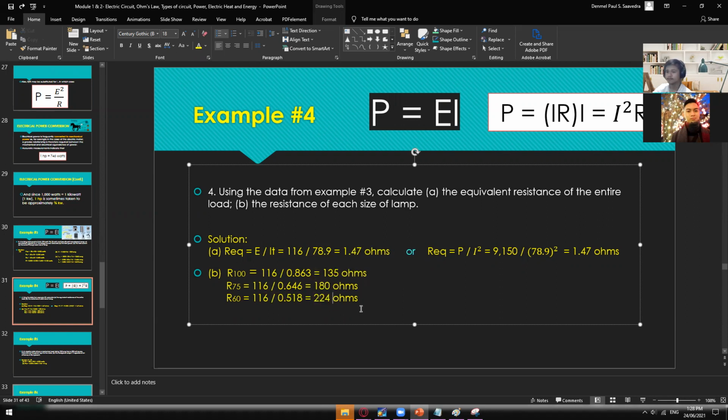All right. So again, I'll give you guys a minute to analyze this one, example number 4, and then just give me a thumbs up once you're done and you are able to understand this one already.